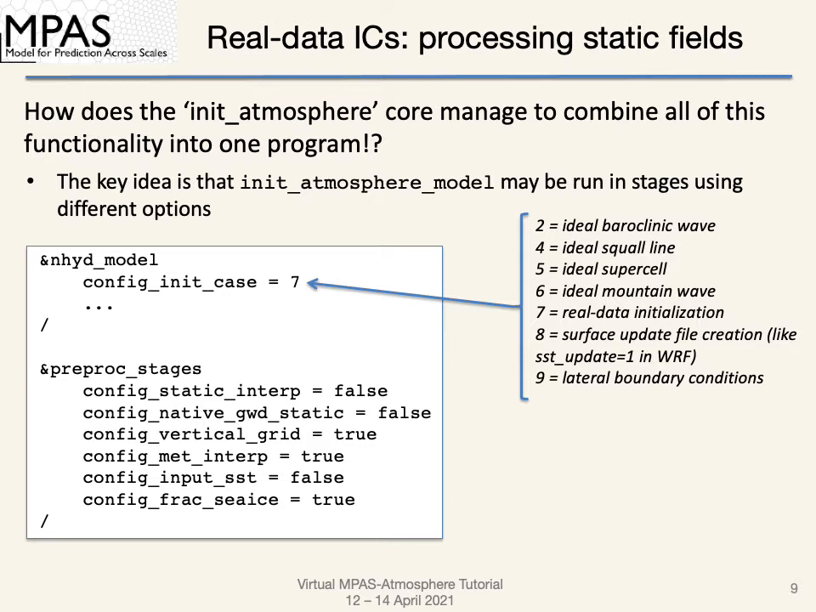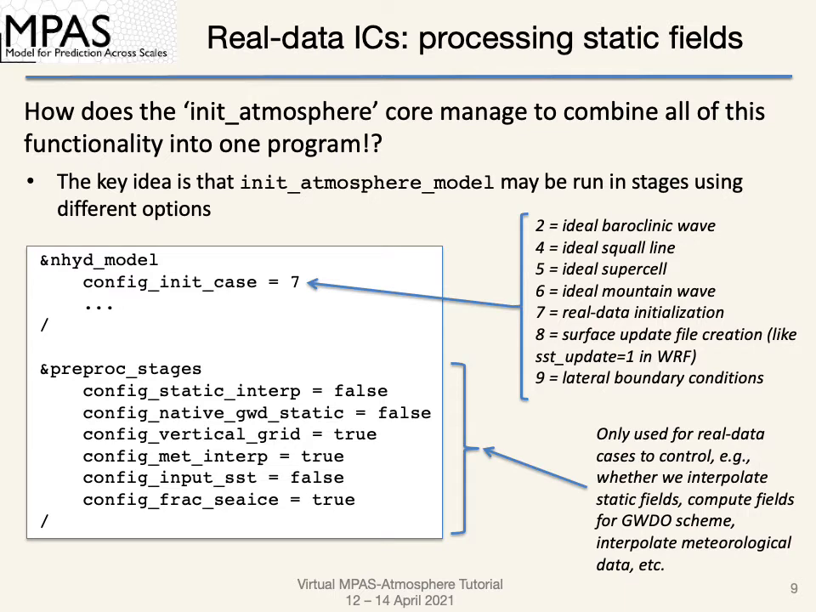And a value of 8 specifies the creation of SST and CIS updates, while a value of 9 would specify the creation of lateral boundary conditions. So for example, once we choose 7 to specify that we want to create real data initial conditions, we can then turn our attention to this other nameless group or nameless record called pre-proc stages or pre-processing stages.